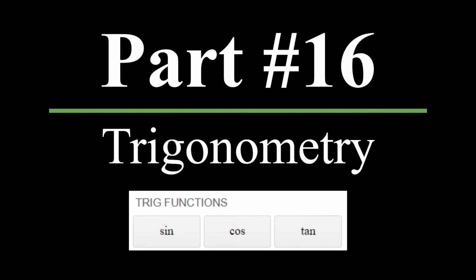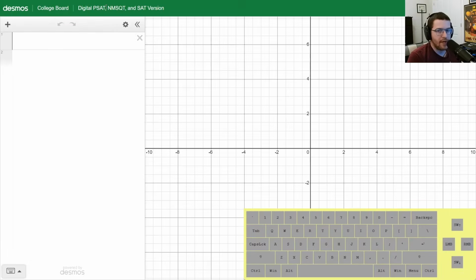Part 16, trigonometry. Okay, guys, so once in a blue moon, you do get a unit circle trig question that is straight up just the sine, cosine, and tangent of something in radians.